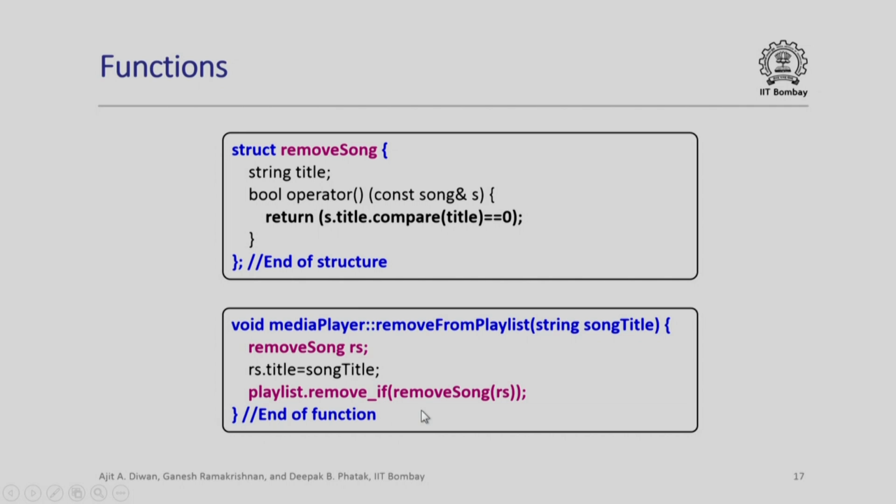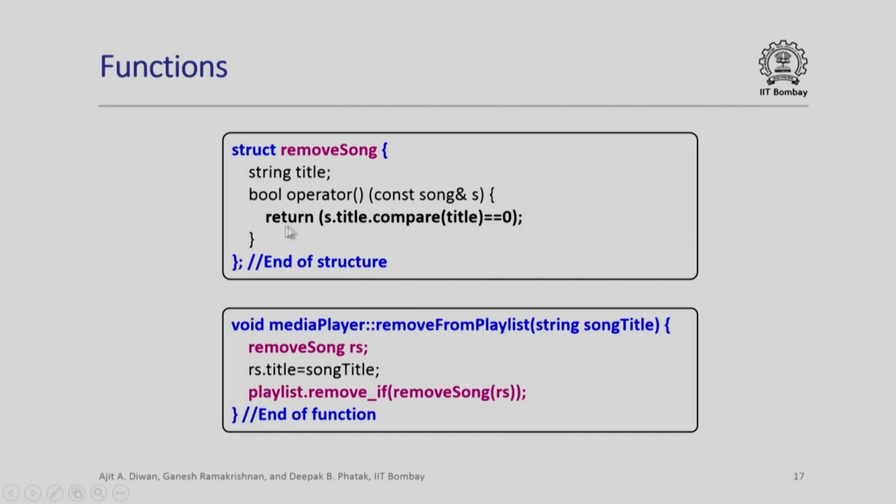It takes a parameter which is a remove song. What is remove song? Remove song itself is a parameter rs. Notice the remove song here. So, it is actually an object function. This is a struct inside which there is a Boolean operator to which we are passing this rs.